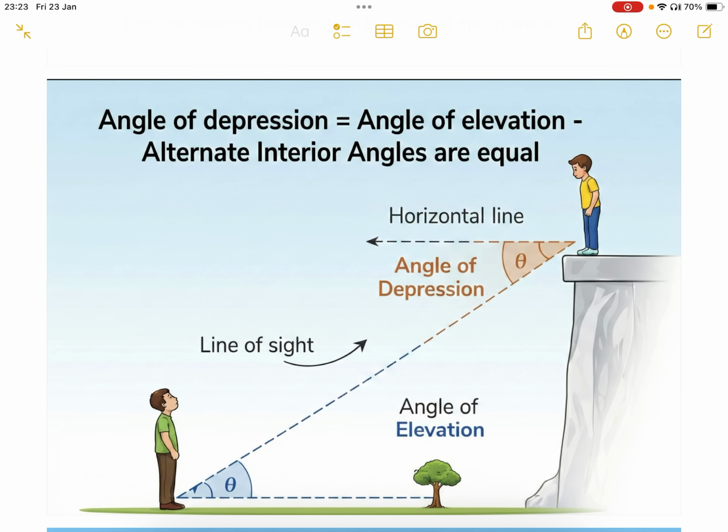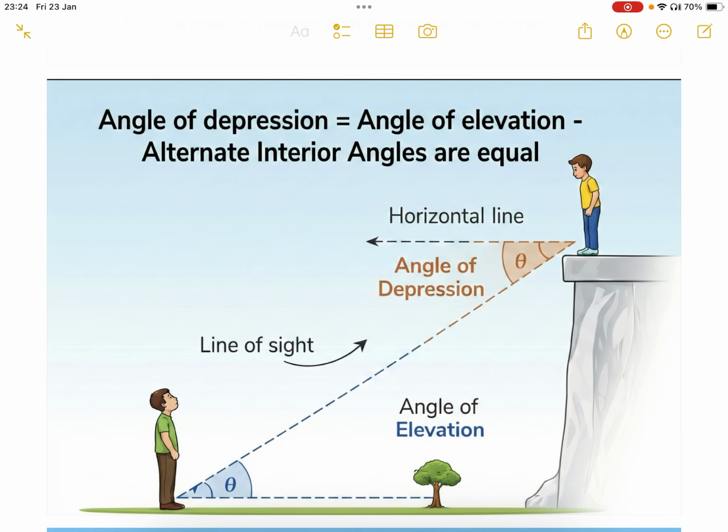One person is standing on the ground looking upwards, and when he looks upwards he makes an angle of elevation. And see another person, a boy, standing on something and looking down, he makes an angle of depression. So this is basically about angle of elevation and depression. Looking upwards, an angle of elevation is created. Looking downwards, an angle of depression is created.